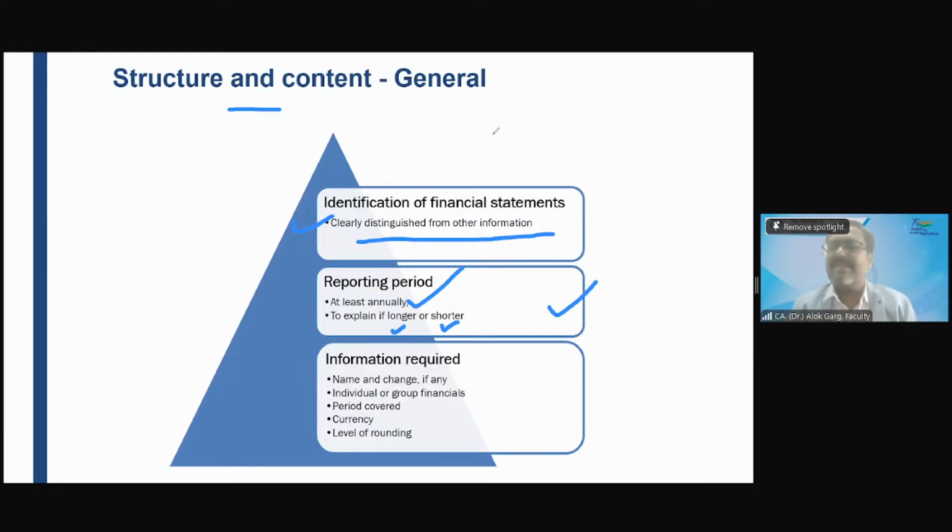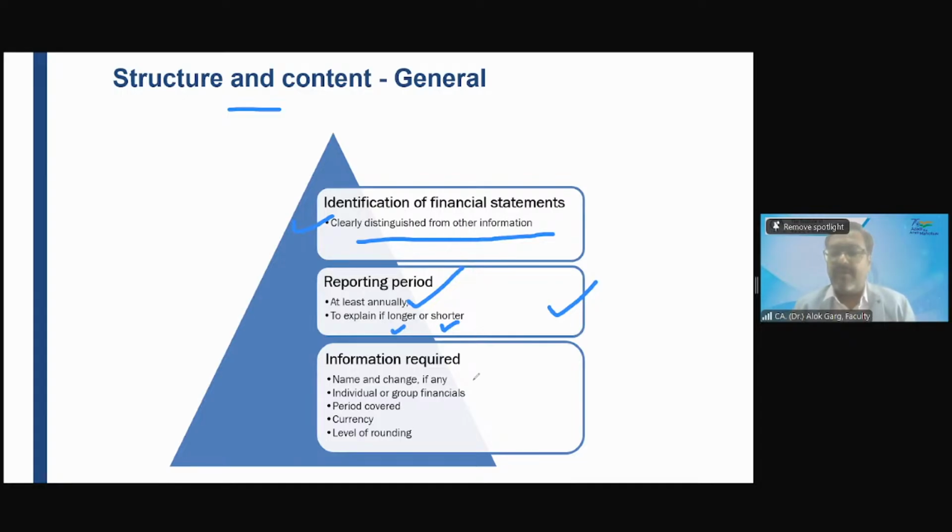So the point is, the reporting period has to be at least annually, but if it is longer or shorter, it has to be explained why. How can it become longer? For example, the incorporation date is in the month of January. The company is allowed to prepare the first financial statement as a 15-month financial statement. So the period is longer, and it has to be disclosed.